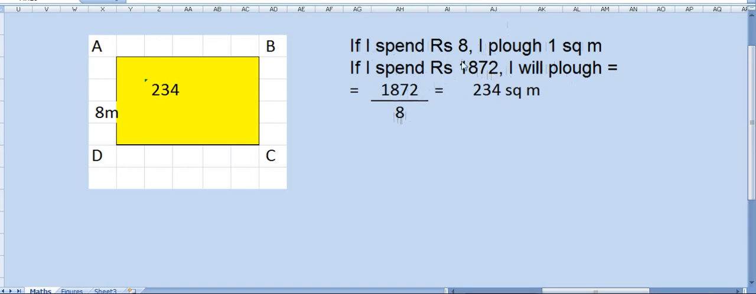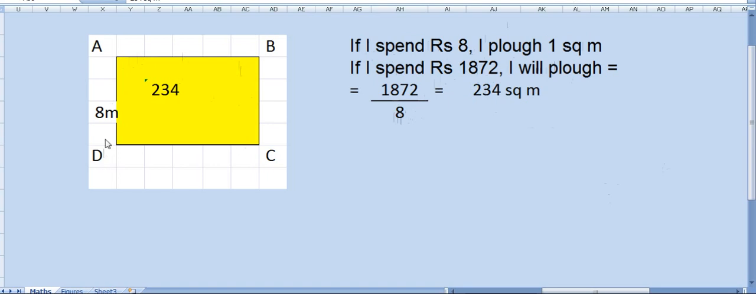This is similar to the logic of 1 mango equals rupees 8. So if I have rupees 72, how many mangoes can I buy? 72 divided by 8 equals 9. Similarly, I am having 1872, so how much field can I plow? 1872 upon 8. So I get 234 per square meter. This is the area now.